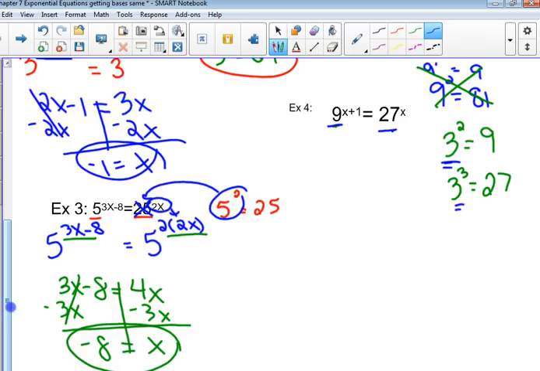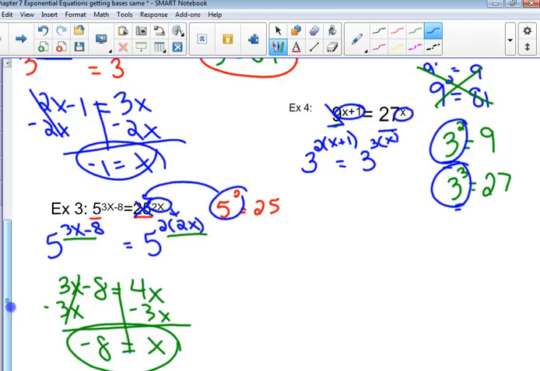All using exponents. So instead of the 9, we're going to get rid of that, and then we're going to put a 3 squared in the spot. All right, don't forget to bring down your other exponent. Instead of the 27, we're going to get rid of that one and make it 3 cubed. Okay, same thing. Don't forget about the exponent. We've got to bring it down.